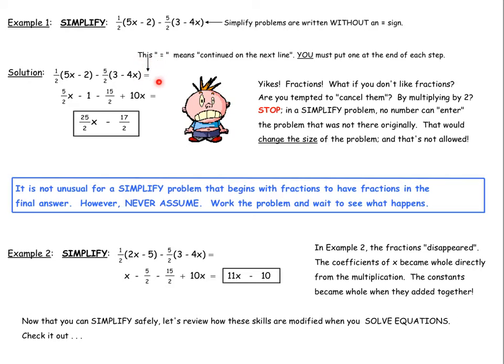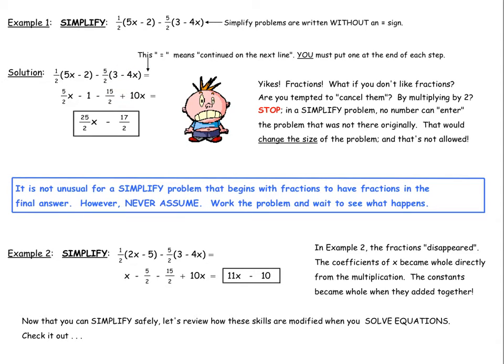You'll notice over here that I put an equal sign at the end of the problem because equals means continued on the next line. When you're working an algebraic simplification problem, you add an equal sign at the end of each line to declare your intention to keep going. So the first thing I did was I distributed. I had two sets of parentheses, and parentheses come first in the order of operations, so I did both of them first. I got 5 halves x minus 1, and I got minus 15 halves plus 10x. And you'll notice the minus multiplication gave us a plus.